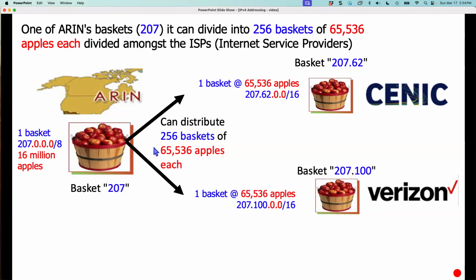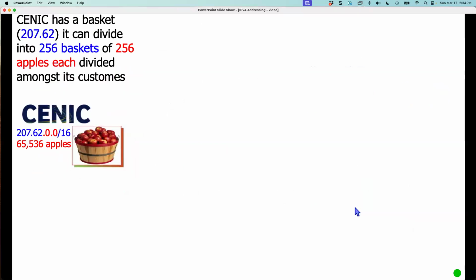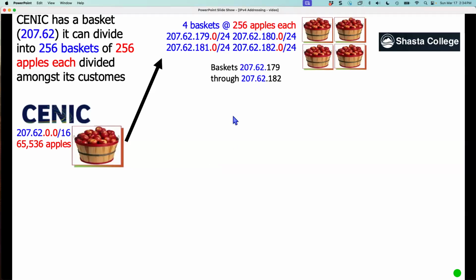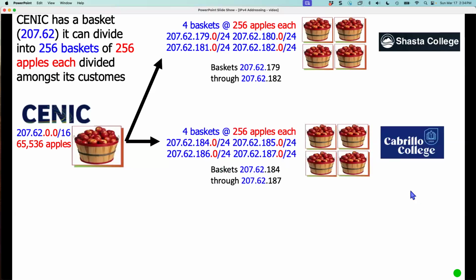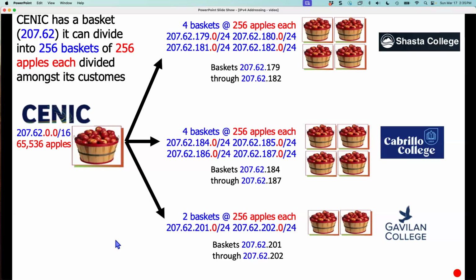Just as an example here, they gave another 207 basket, the 207.100, to another ISP, Verizon. Now, what did CENIC do with their 207.62 basket? They gave them to different colleges. Shasta College got the 179 to 182 baskets, 4 baskets of 256 addresses each. Cabrillo College got the 184 to 187 baskets. Gavilan College got the 201 and 202 baskets. So you can see how these get allocated.